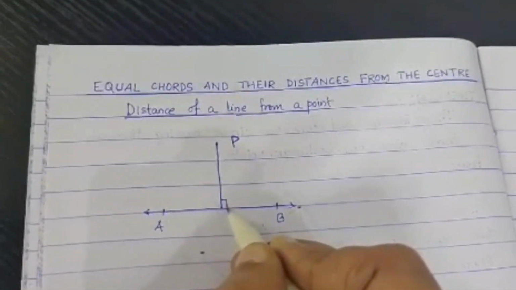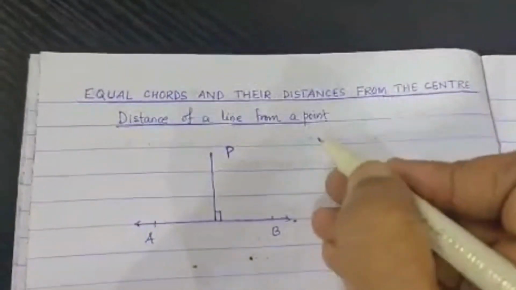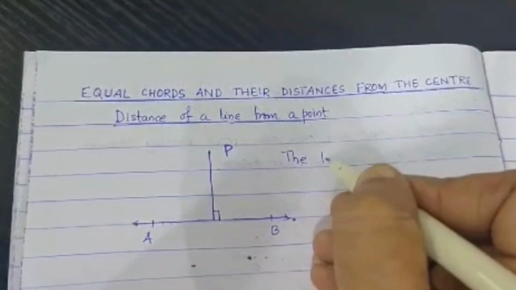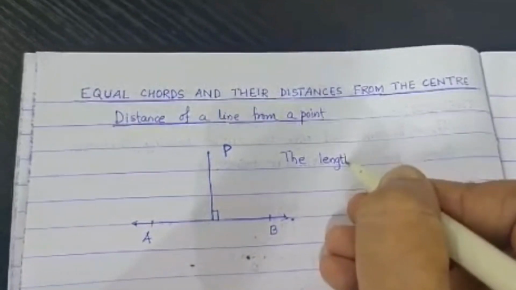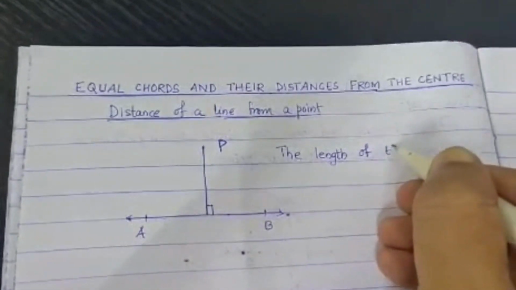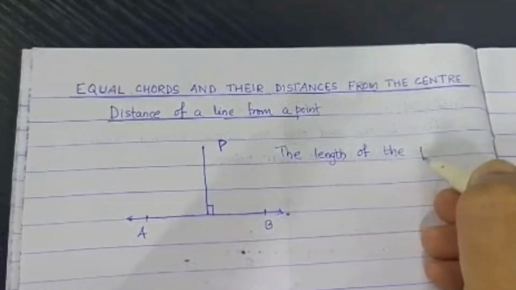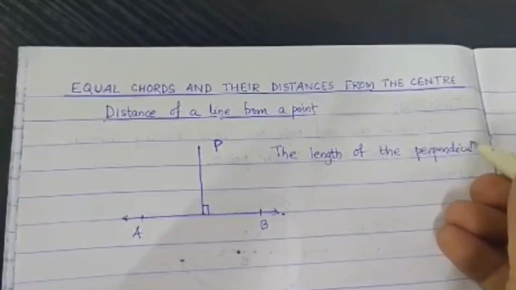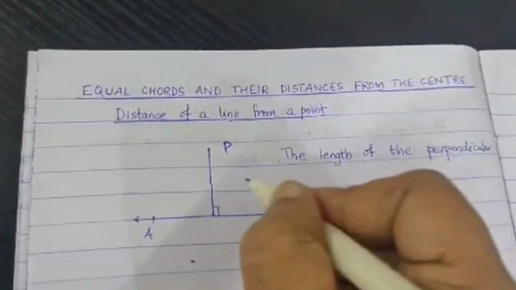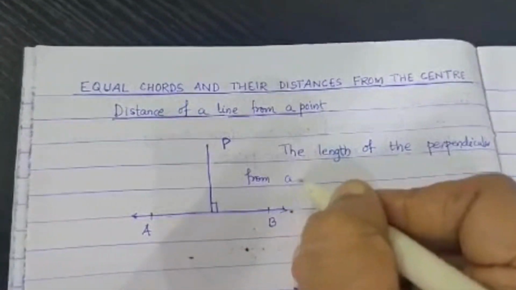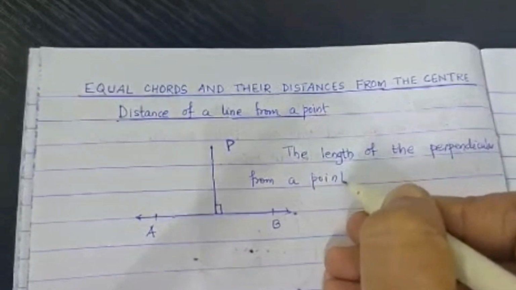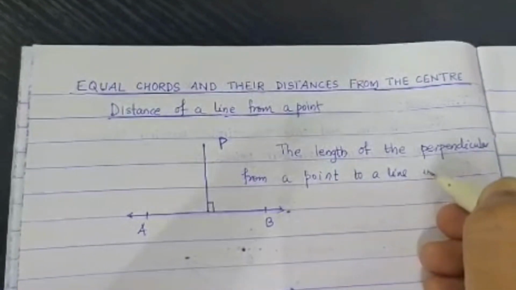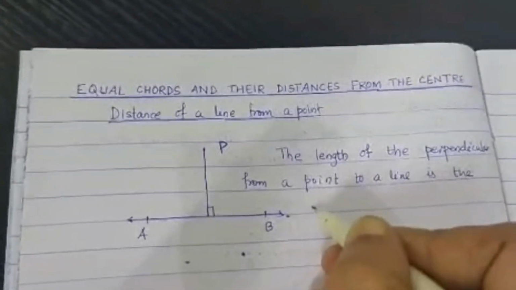It is called the perpendicular distance, and we write it like this: the length of the perpendicular from a point to a line is called the distance of a point from a line.